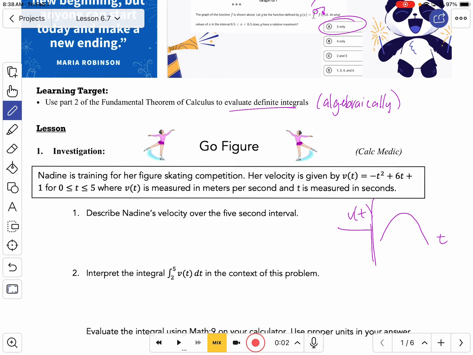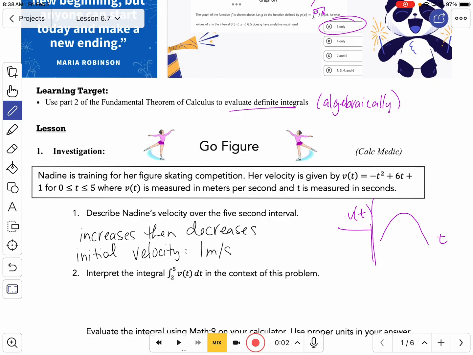What's her initial velocity? Yeah, it's 1. Increases, then decreases. We get initial velocity by plugging in what for t? 0. So her initial velocity was 1 meter per second.